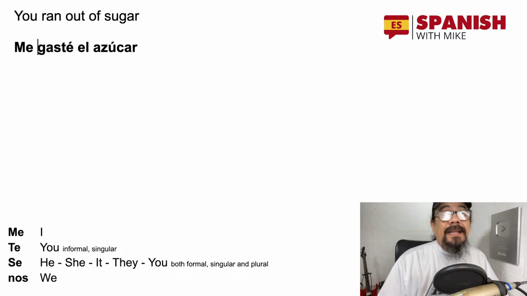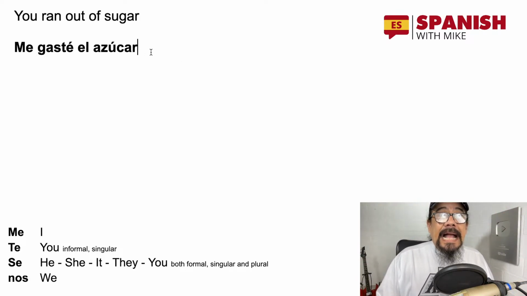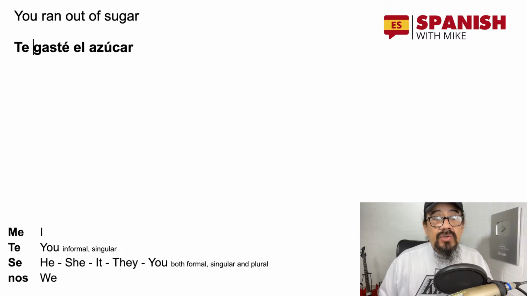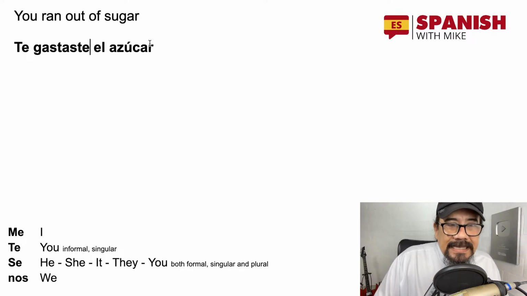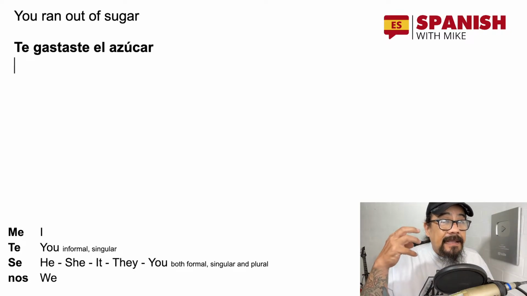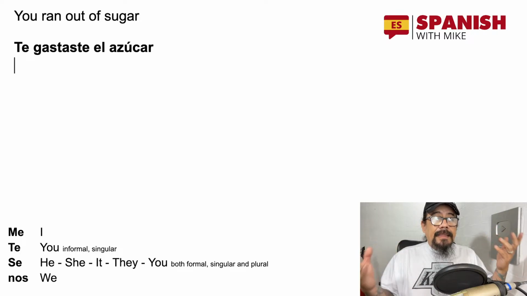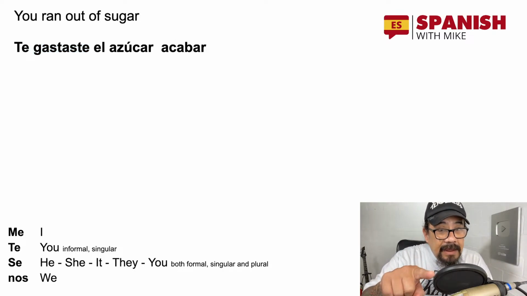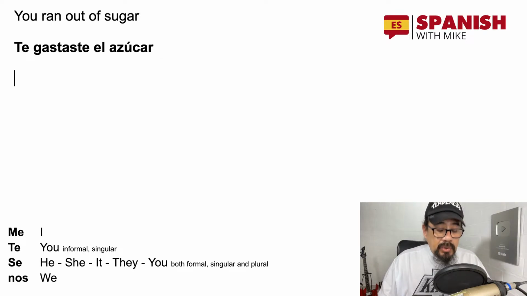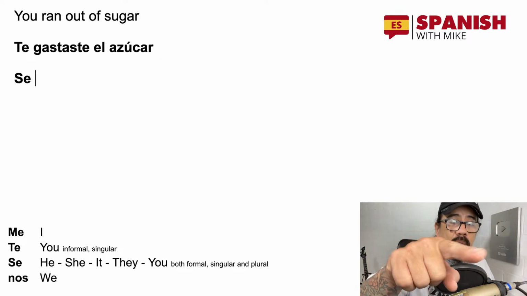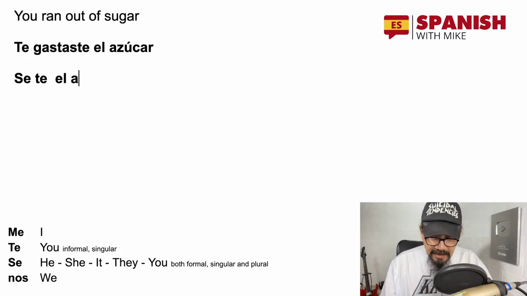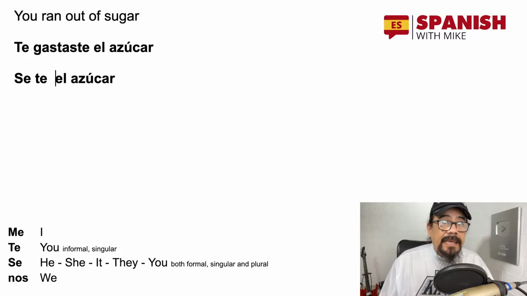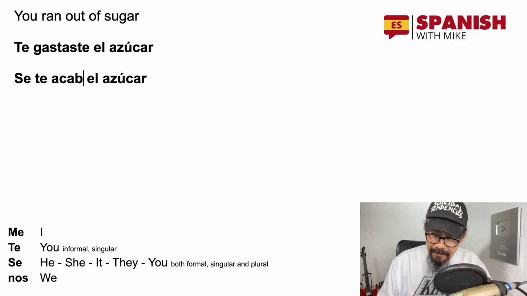But wait, I can even go a step further here with the accidental construction. I can say, te gastaste, because it's you. Te gastaste el azúcar. Tú te gastaste el azúcar. But I can go one step further and say, you know something? It wasn't my fault. Then I cannot use gastar, but I have to use acabar, the thing that I wrote first, remember? And if I want to convey it was accidental, se te. It's el azúcar, singular, so the verb has to be conjugated in the third person singular. Se te acabó el azúcar.